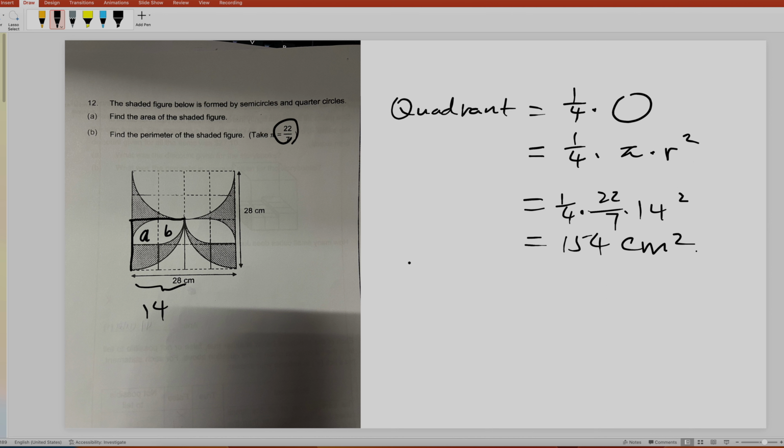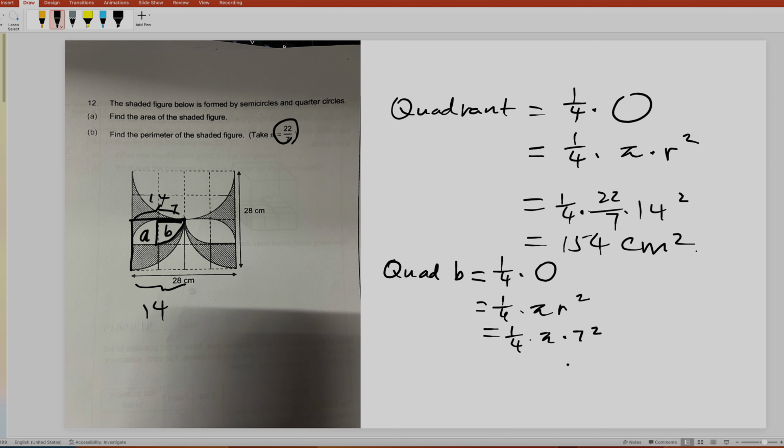For the B, I see a quadrant. Can you see? The quadrant B? Yes. So I call this quad B. So quadrant is 1/4 of the circle, right? Yes. And this is 1/4 times pi r square, right? And the radius for the B is, if this is 14, this part is 7, right? So therefore I just put 7 into it. 7 square. And then the pi is 22/7. Can you help me out with the answer?